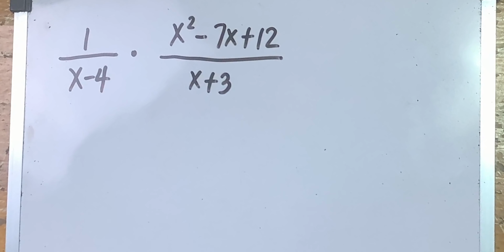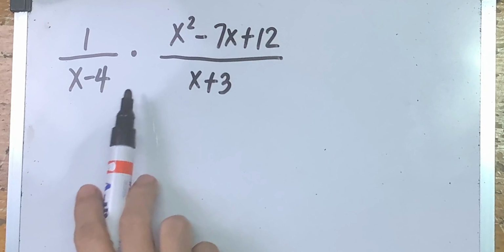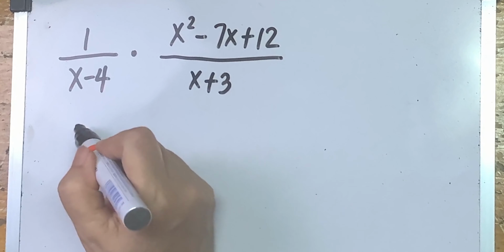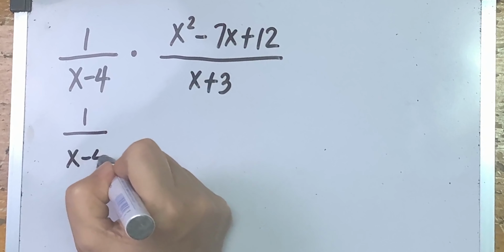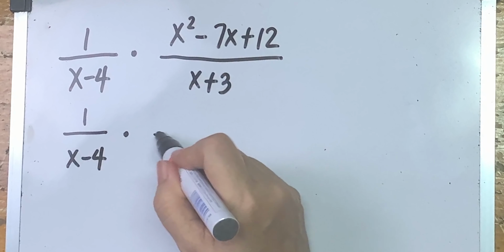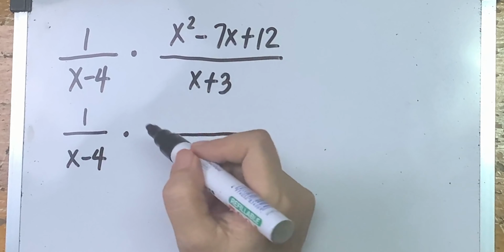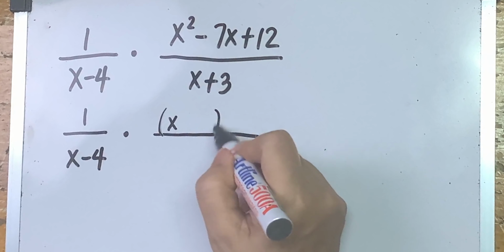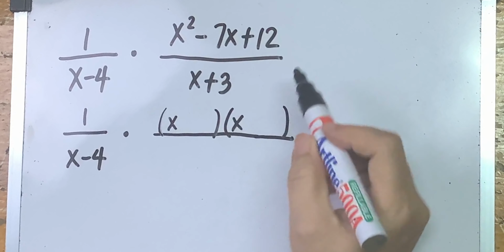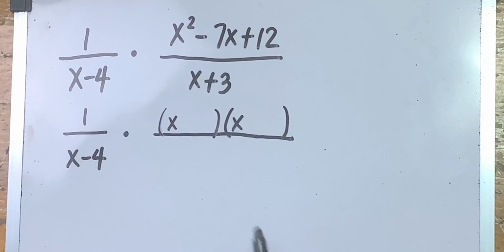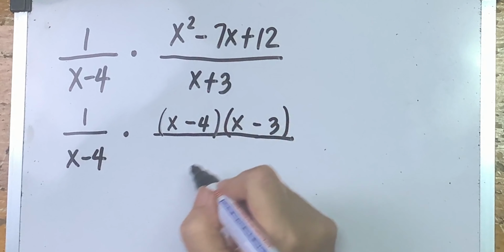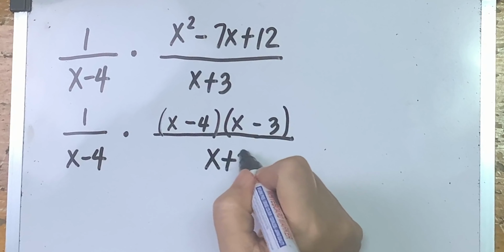Next, tignan natin tong example na to. 1 over x minus 4 times x squared minus 7x plus 12 over x plus 3. Okay, first, copy muna natin yung first term. Then, multiply by, okay, this is a trinomial, so kunin natin yung factors ng trinomial. Now, factors ng x squared ay x and x. And then, factors ng 12 na magbibigay sa atin ng sum na negative 7 is simply negative 4 and negative 3. And then, we copy natin yung denominator, x plus 3.